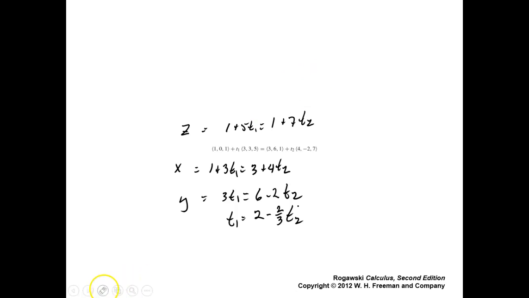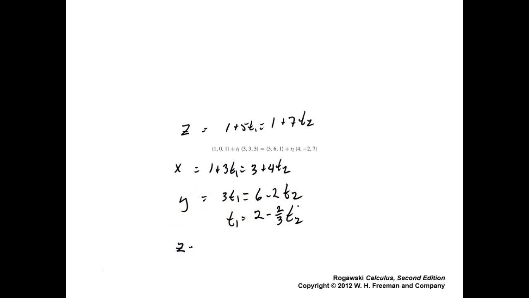All right. Let's just check our work and see if we got it right. 1 plus 3T1 is equal to 3 plus 4T2. Got it. The Y one is 3T1 is equal to 6 minus 2T2. Got it. And let's divide everything by 3, and that's what you get.